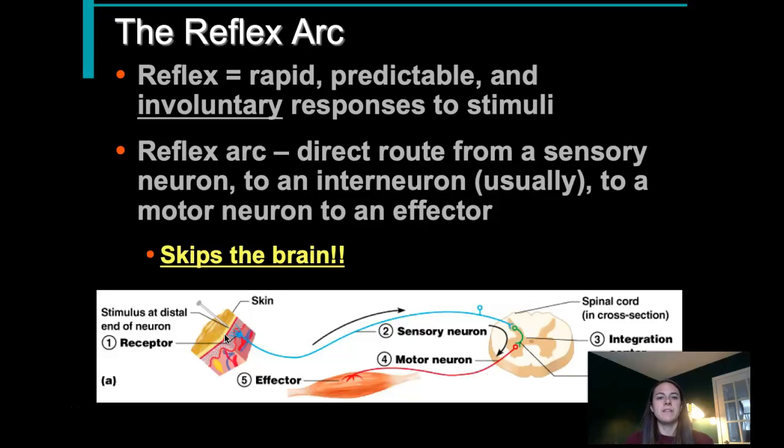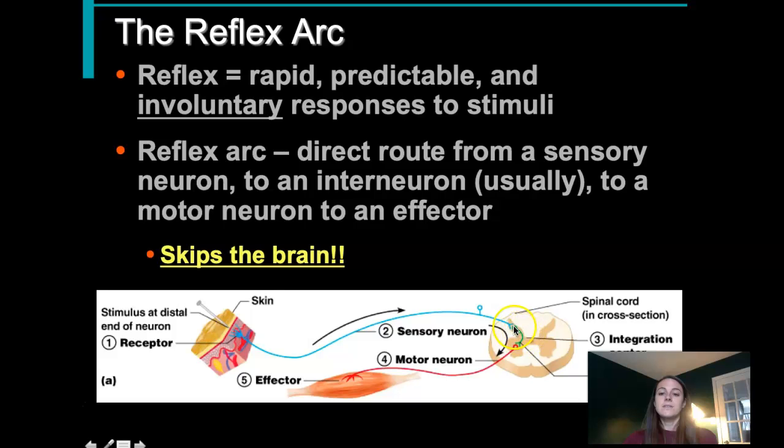Another example of a reflex, if you were to touch a hot stove and pull your hand back before you even realize that the stove is hot, that's a reflex as well. There's a stimulus. Here they're showing a pinprick. Sensory neuron carries the information to the interneuron. Interneuron processes the information in the spinal cord and sends the signal back out through the motor neuron to the effector.